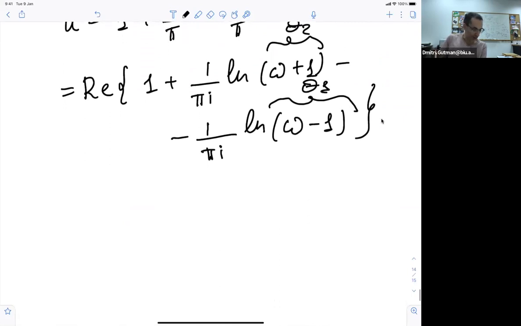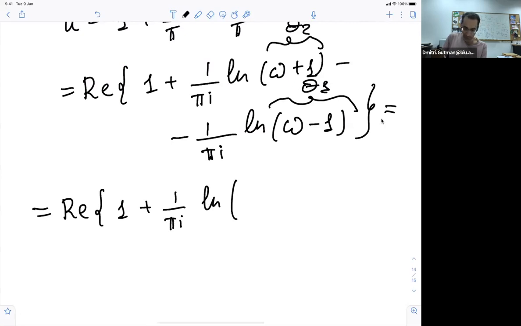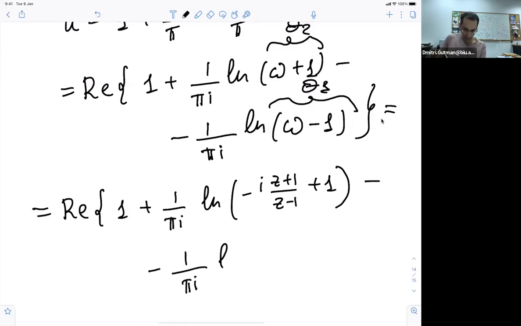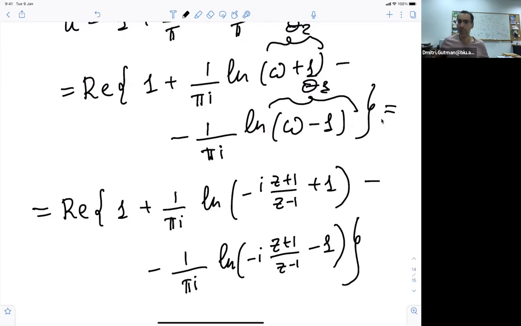So I just plug it in and I say that this will be a real part of 1 plus 1 over pi i logarithm of (minus i Z plus 1)/(Z minus 1) plus 1, minus 1 over pi i logarithm of (minus i Z plus 1)/(Z minus 1) minus 1. And I'm done.